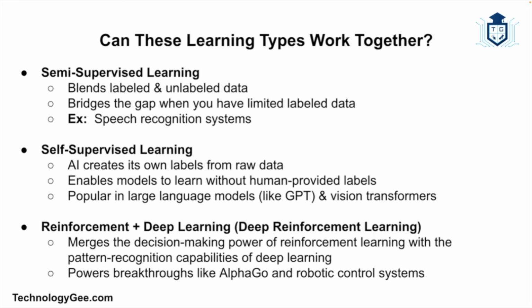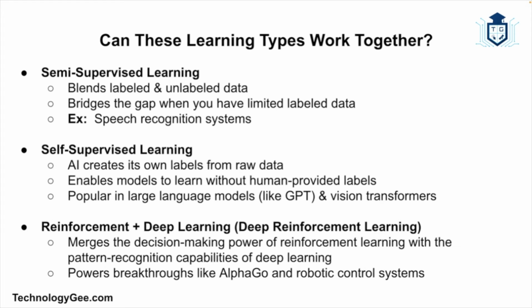Now, when it comes to all of these methods, can these learning types work together? Well, the answer is absolutely. In fact, many real-world AI systems combine techniques. The first one is called semi-supervised learning, and this uses a mix of labeled and unlabeled data. Then you have self-supervised learning, and this is a hot trend where AI creates its own labels from raw data, and this is used in models like GPT.